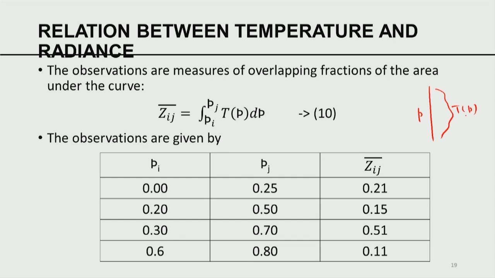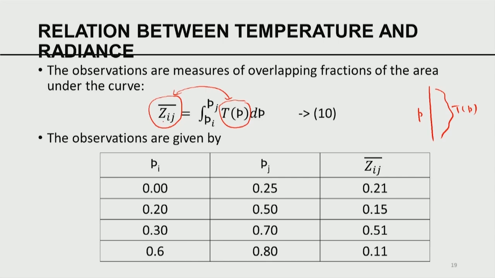So I have pressure levels. If I am going from PI to PJ and I integrate, I am going to get an observation which is Z bar IJ. This refers to the model. This is the observation, this is the unknown. The observation and the unknown are related by the integral, and T(P) is a nonlinear function of the unknown parameters x1, x2, x3. So if I substitute for T(P) from the previous relation, I can relate the parameters to the observations.